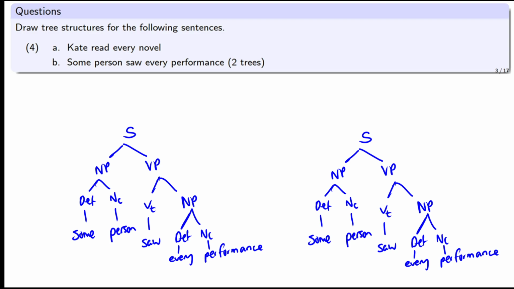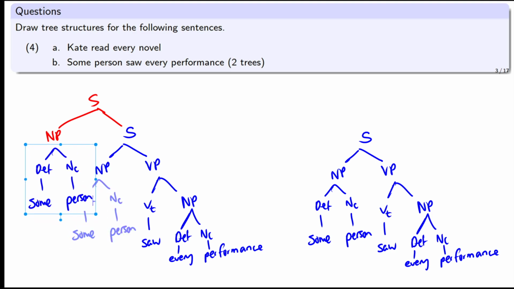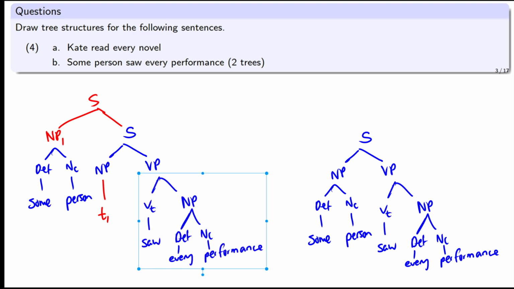Okay, I got 2 quantified noun phrases, some person, every performance. So I'm going to create a new sentence node, and it's going to be an NP here. So I'm going to move the subject up first. Why not? Okay, so here's the subject. I am moving it up into this position, and what I'm going to do is I'm going to leave a trace. So I'm going to say this is T1, and I'm going to index this noun phrase with 1, because that's where that noun phrase came from. So first I move the subject up.